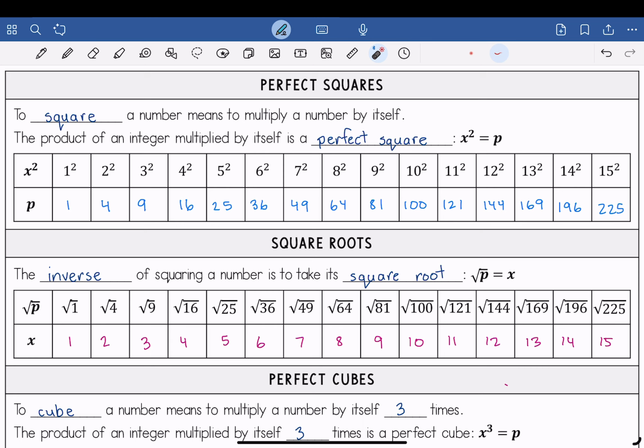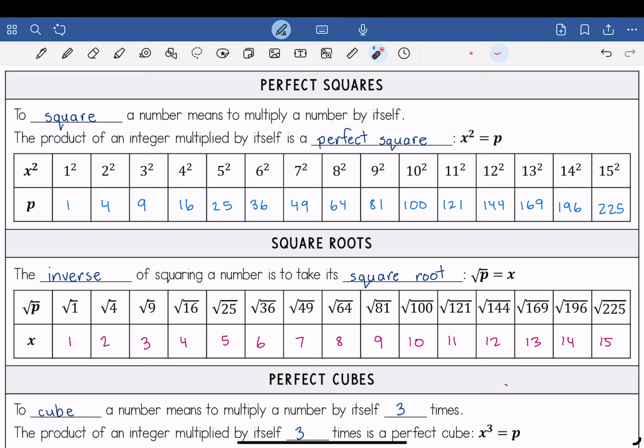Square roots. The inverse operation of squaring a number is to take its square root. So if we have a number that's x to the power of 2, and we are given p, then to go from p to the value of x, you take the square root of p, which will give you x. So it's the inverse operation. Here we have the square root of 1. To find what number multiplied by itself would equal 1, the answer is 1.